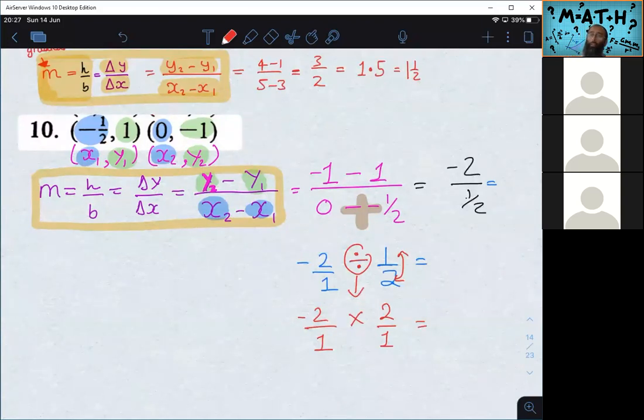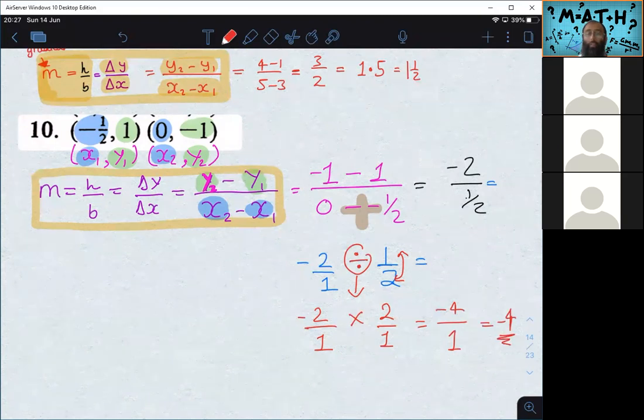What do we get? -2 times 2, which is -4. And then 1 times by 1 is? 1. And then final answer is? -4. Beautiful.